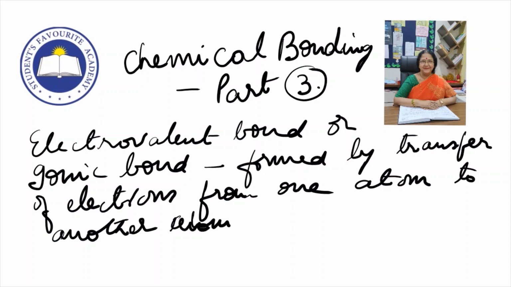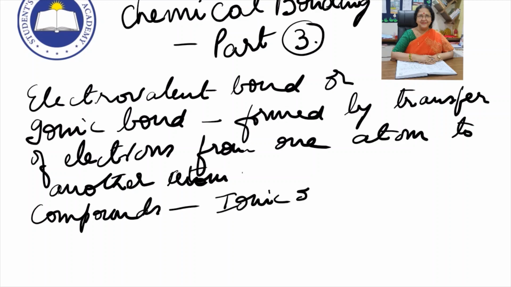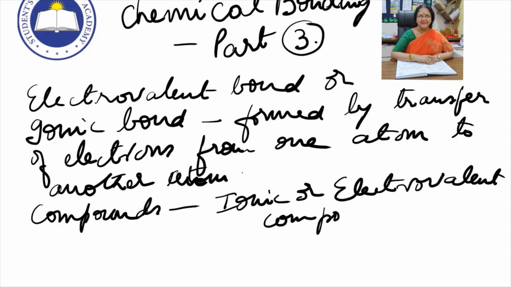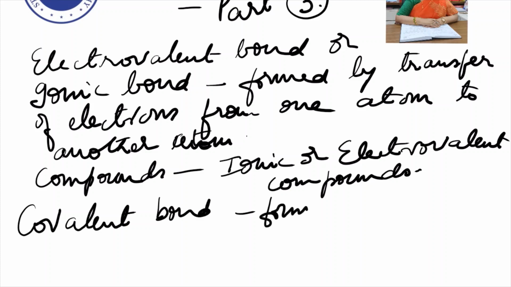The compounds formed by this bond are called ionic or electrovalent compounds. How these are formed in detail I have explained. Then the other bond that I have taught you is covalent bond. Covalent bond is formed by sharing.